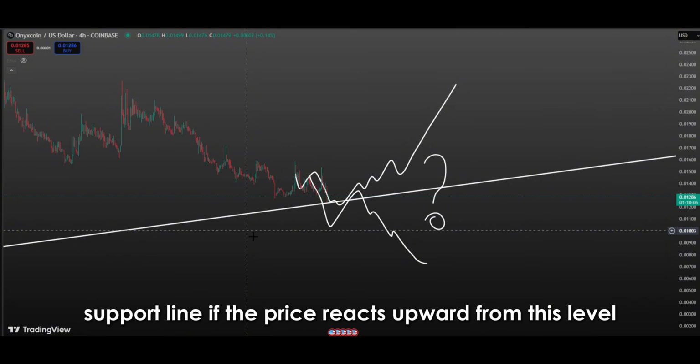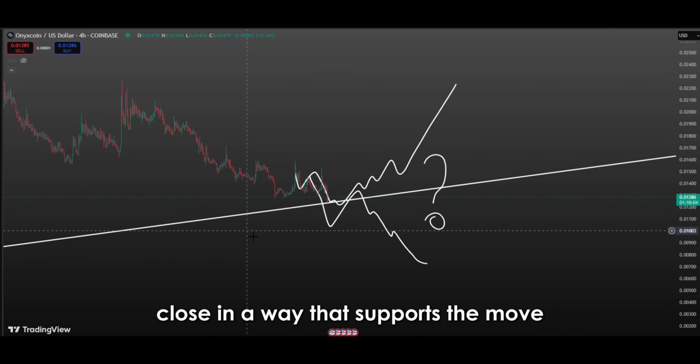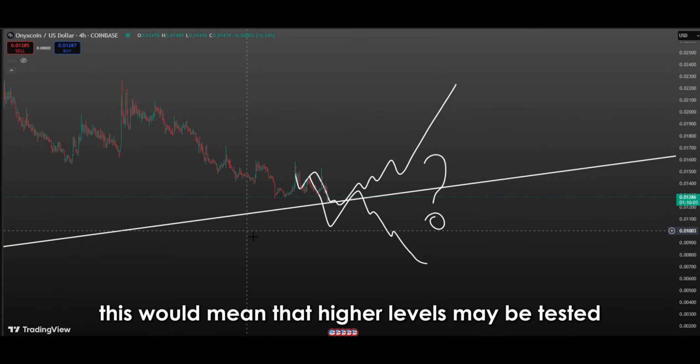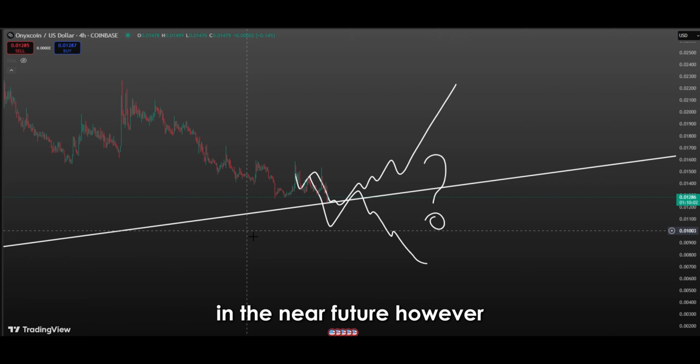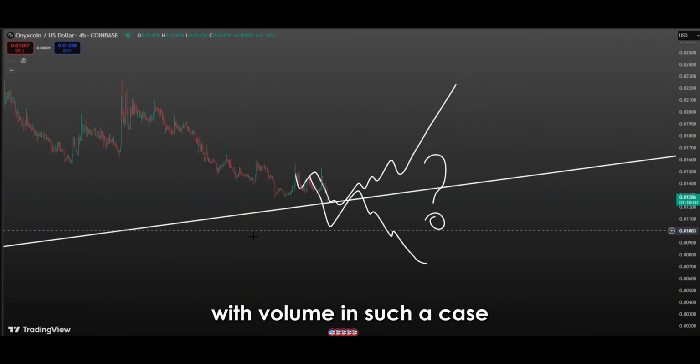If the price reacts upward from this level and the following candles close in a way that supports the move, it would confirm that the uptrend remains strong. This would mean that higher levels may be tested in the near future. However, for the uptrend to technically continue, the next resistance levels must also be broken with volume. In such a case, the chart will present a much clearer and stronger picture for investors.